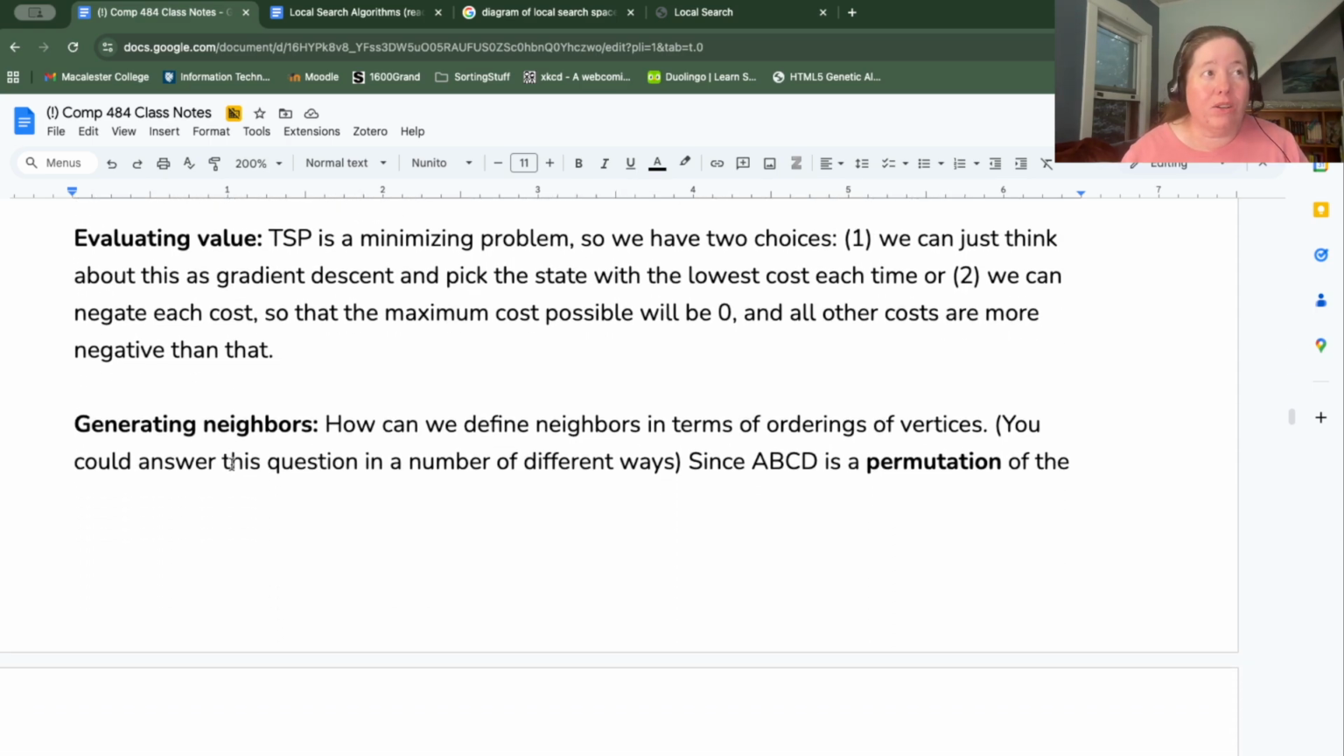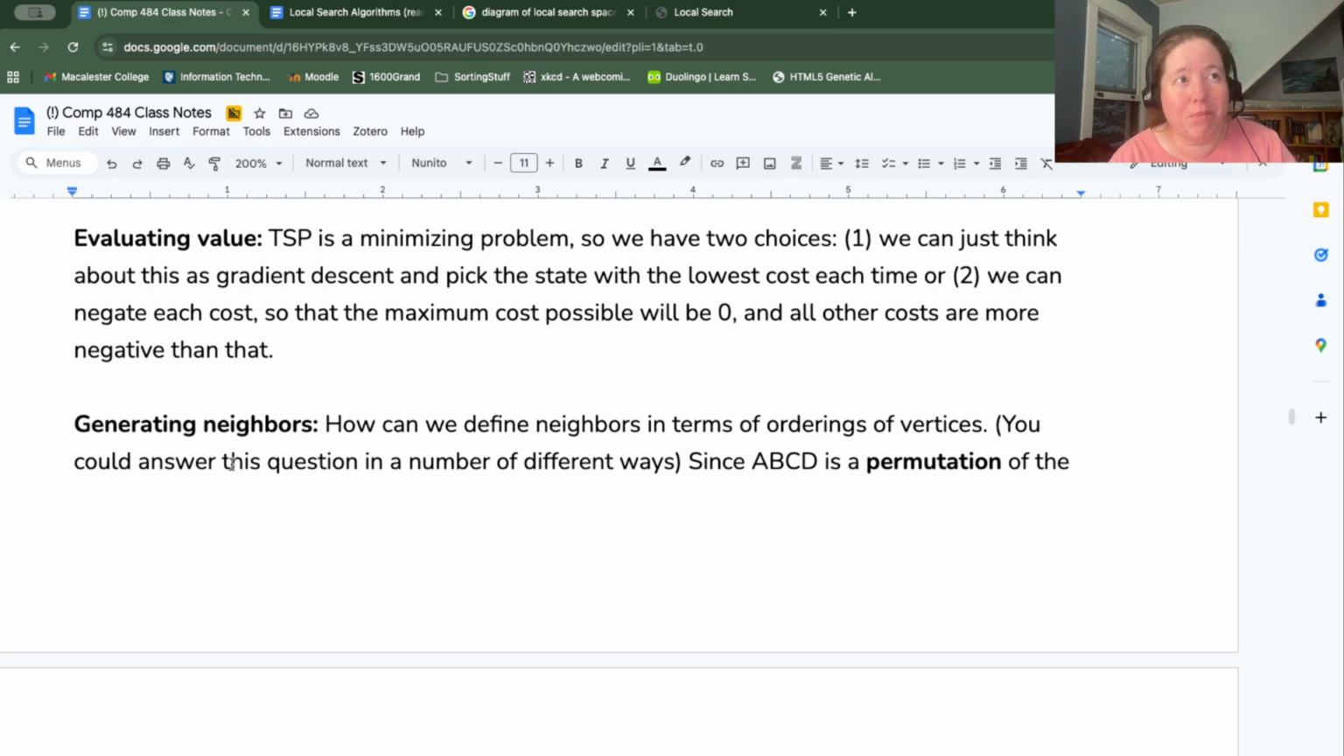All right, one of our issues here is that we want to evaluate each state. So we want to generate a sequence and then evaluate it in some way. We have two choices here because this is in fact a minimizing problem. We want to take the minimal cost path. We could just think of this as gradient descent and in each step pick the state with the lowest cost each time. Or we could imagine doing something crazy like negating the costs for the purposes of the search, and then we maximize it.